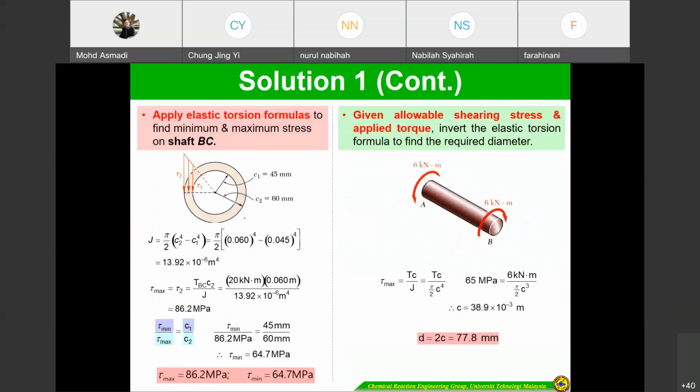Is it clear, this one? Before we move to examples, for this chapter the explanation is based on examples rather than theory. Is it clear? Clear, right? Before we move to the deformations, angle of twist.